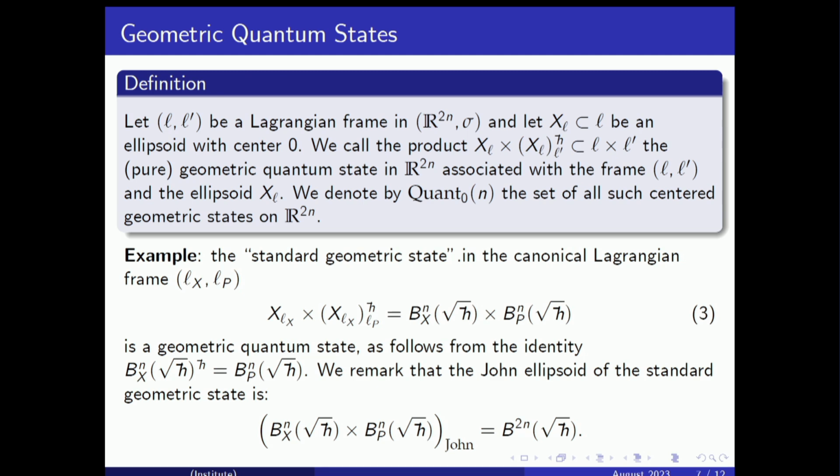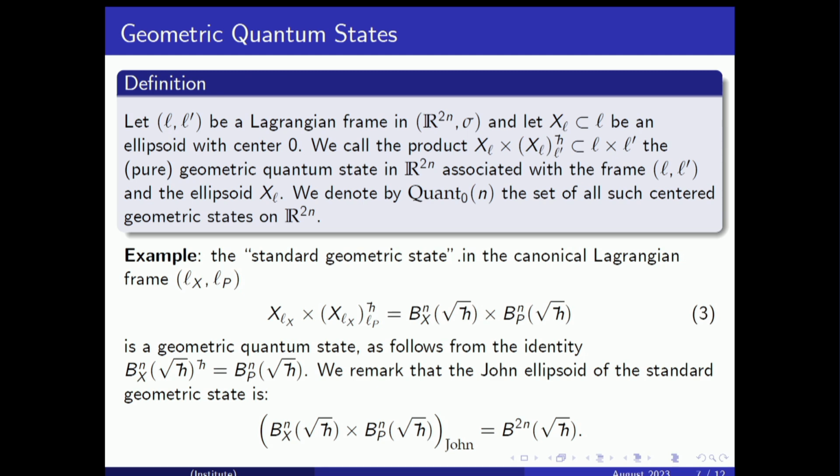So this might seem very abstract, but the point is that this is in relation with the set of all Gaussians. See why here. So first, a basic example. If I take for X_L the ball with radius square root of h bar in X space, then the quantum state is just the product of these two balls. Now, an essential remark is that the John ellipsoid of this state is actually the ball with radius square root of h bar in phase space.